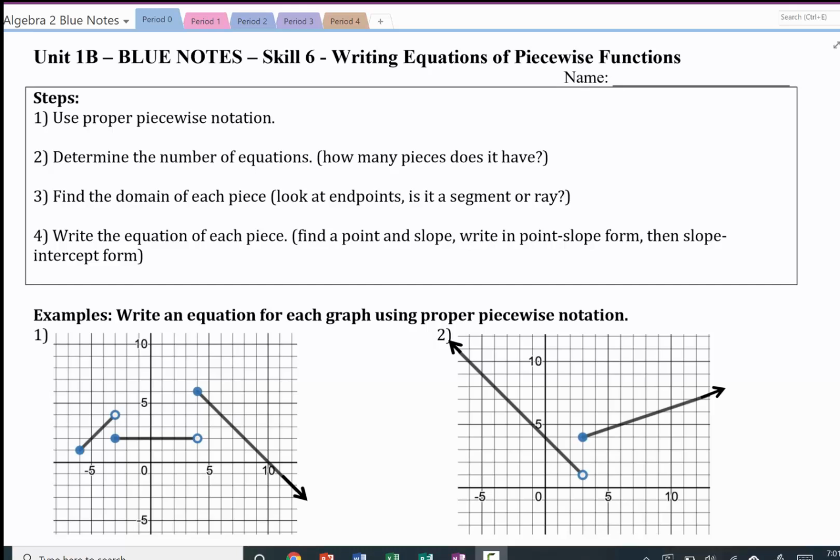Welcome class to our Blue Notes lesson on Skill 6 from Unit 1B. The subject of this lesson will be on writing the equations to match given piecewise functions.